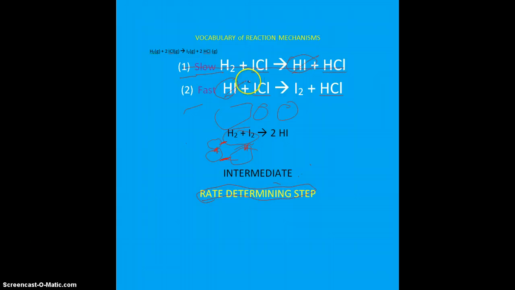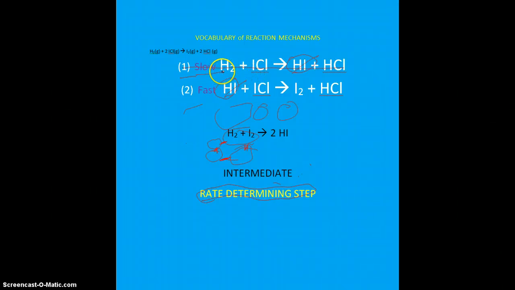And then eventually you'll notice that whichever worker takes the longest determines the rate for the entire production process, because things can't move forward until the slowest worker does their job. So the rate determining step for any mechanism is the slowest of the collisions, and it's usually slowest because it has the highest activation energy.